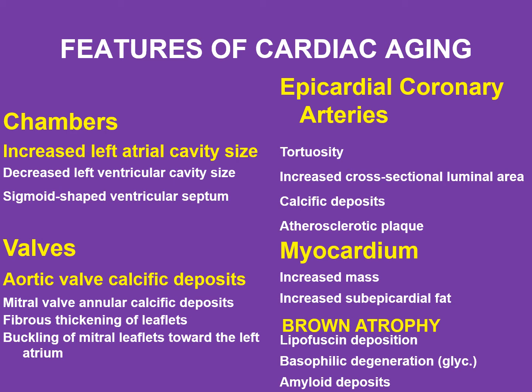In the myocardium, there will be an increase in mass. Also, there will be an increase in subepicardial fat. And histologically, we can see brown atrophy, lipofuscin deposition, with basophilic degeneration and sometimes amyloid deposits. The amyloid deposits have to be only focal for them to be considered normal features of cardiac aging.